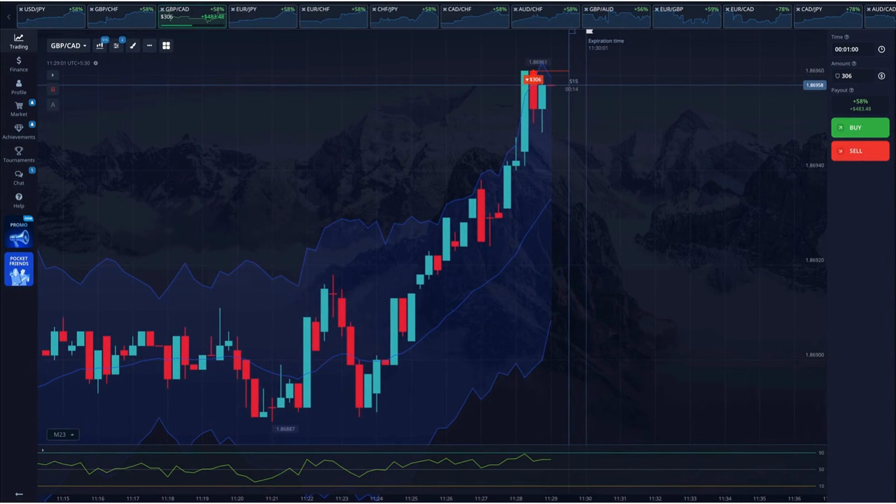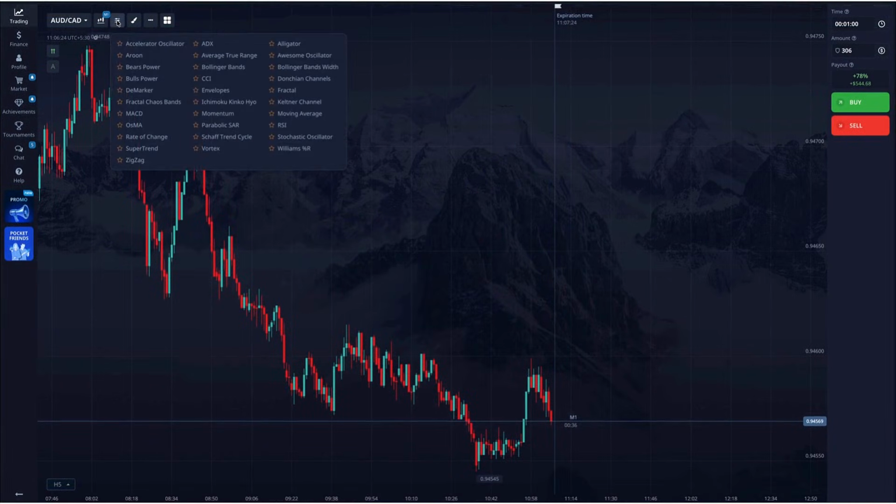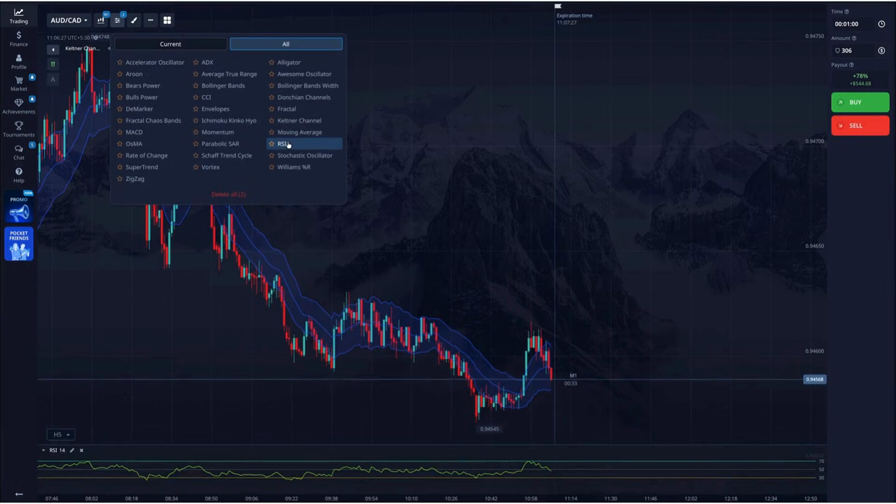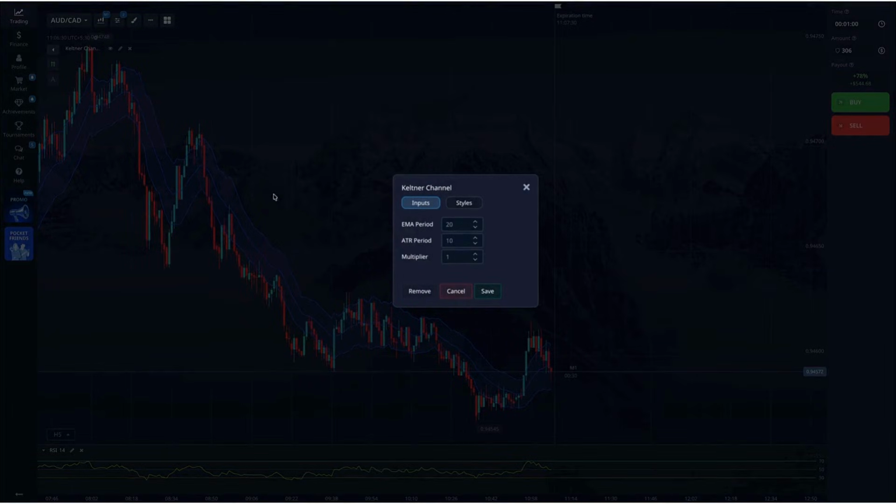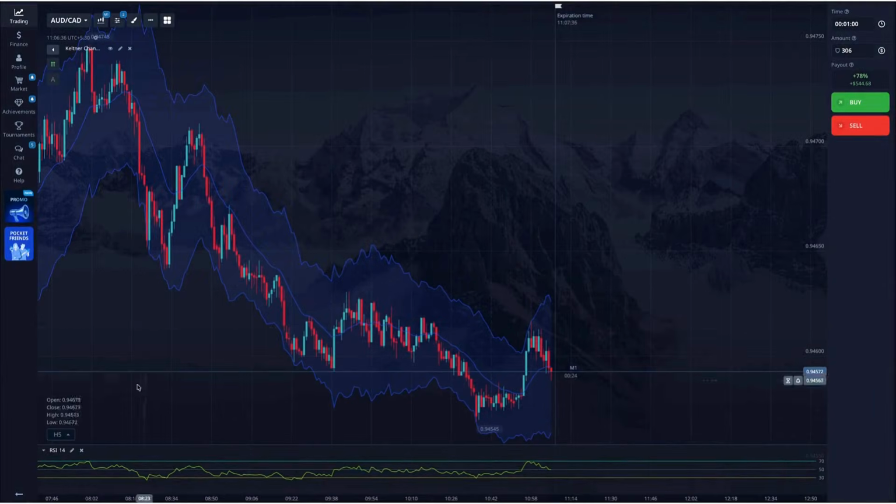Now for the magic, the indicators. First, add the Keltner channels. Crucial step, change the multiplier to 3. Most people use 1 or 2, but we use 3 because we only want to trade when the price is screaming at an extreme level.